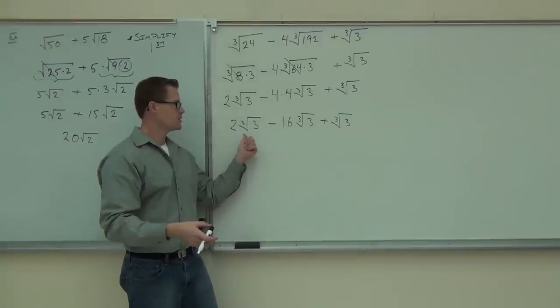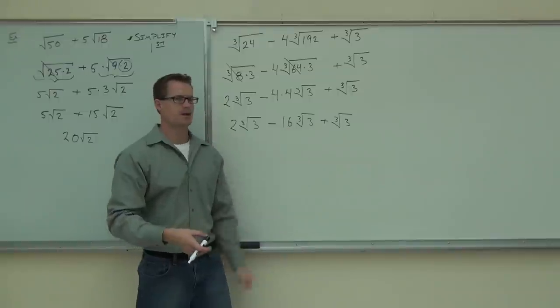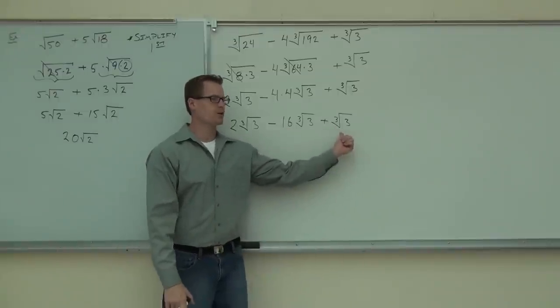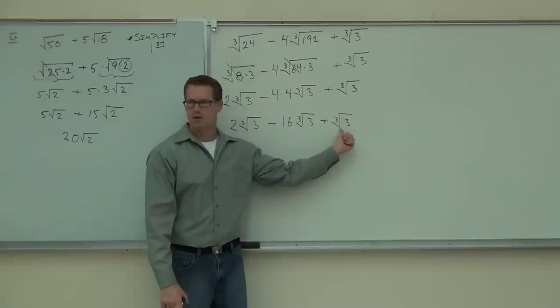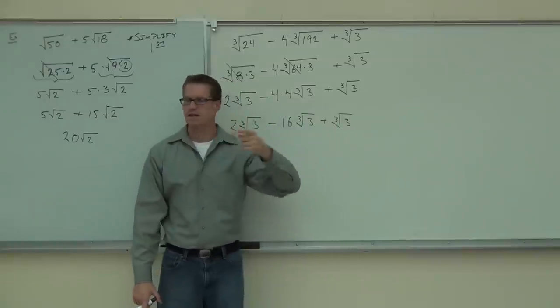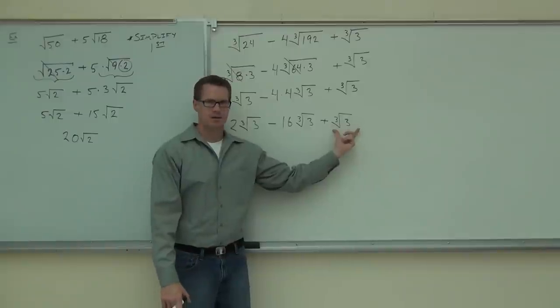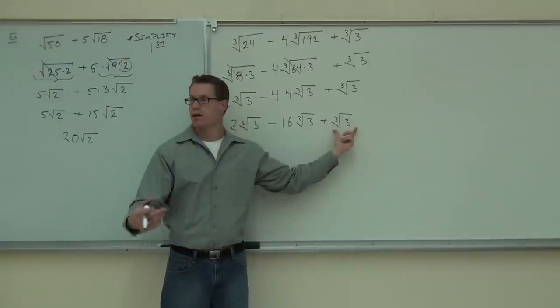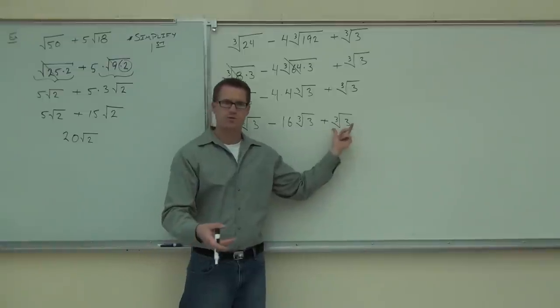We've got 2 minus 16. Wait a minute. How much is this over here? 1. Don't forget that that's a 1. Okay, this actually counts. There's like a little 1 out front. We don't show it, but this is like having a single x. If you have a single x, it still counts for 1x, doesn't it? So don't forget about this thing.